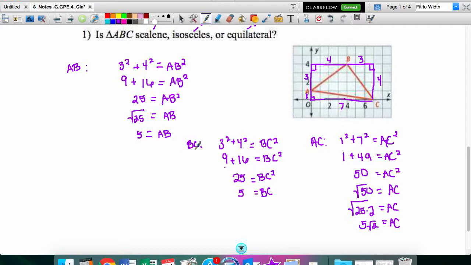So it's definitely not the same as your first 2 sides. So since we only have 1 pair of congruent sides, or 2 matching sides, I'm going to call this an isosceles triangle. And that's our classification. Okay, let's move on to our next problem.